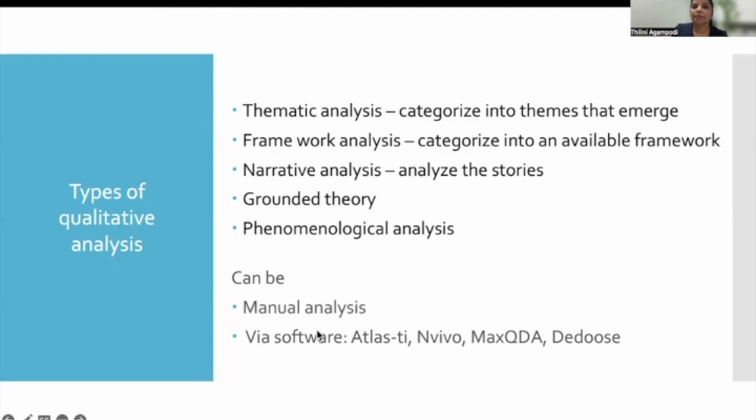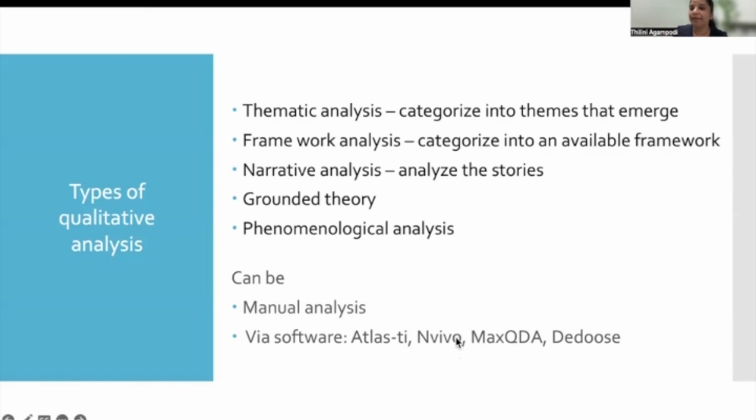Right. So for analysis, you can use available software, or you do manual analysis. So all this time, I have conducted manual analysis, right? Because one thing is, although you use software, there is no artificial intelligence in the software, right? You have to code, you have to go through the data and label, right?